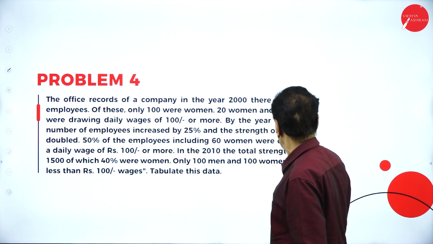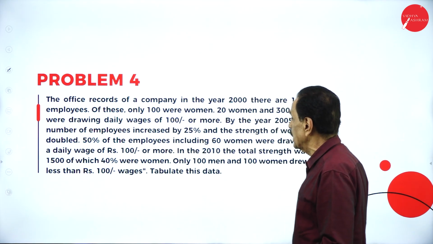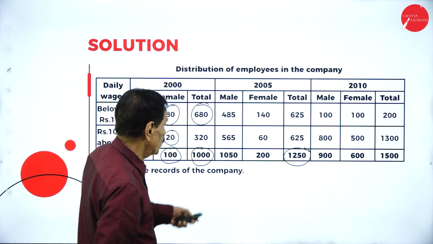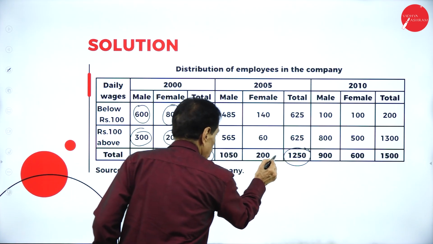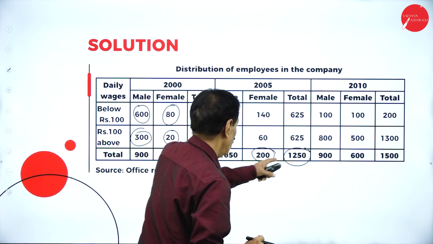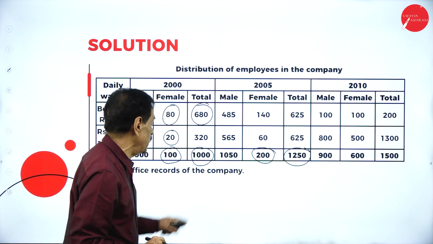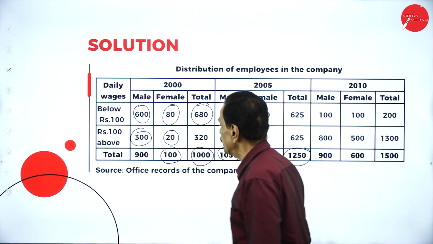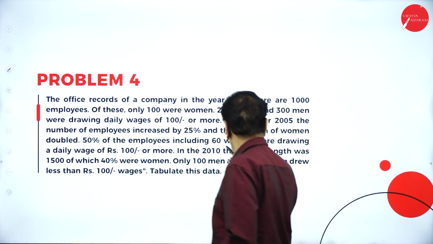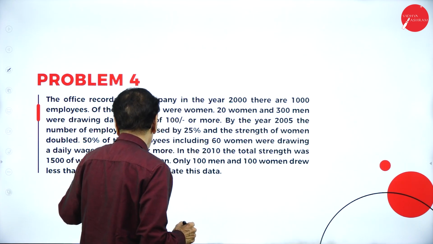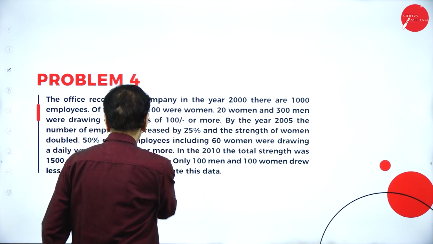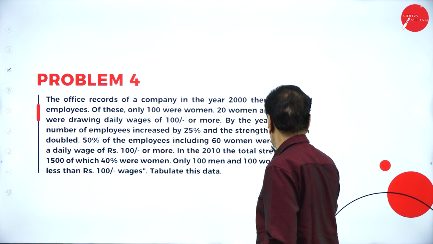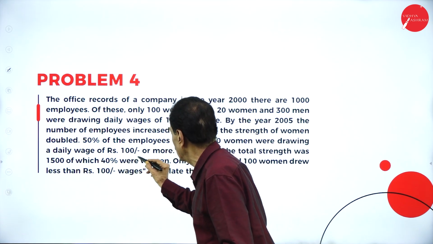Then, by the year 2005, the number of employees increased by 25% and the strength of women employed doubled. 1,250 employees; here 100 women becomes doubled. So out of 1,250, the female employees are 200, and the balance is 1,050. Then what does he say? 50% of the employees, including 60 women, were drawing a daily wage of 100 or more.